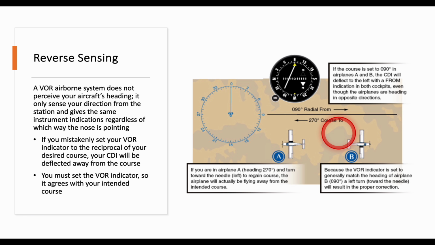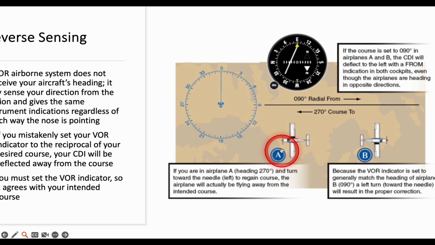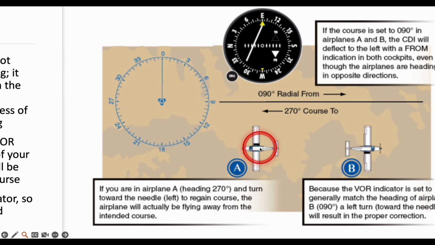There's something called reverse sensing, and this is not something that you intentionally do, but it can be an error that you get with a VOR. Anytime you fly opposite to what you've programmed the CDI, you're going to have reverse sensing. So if we look at airplane A as an example, this airplane looks like it's flying towards this station, or it's flying to the west, but it's programmed to have a from flag. So this plane is kind of doing the opposite of what they told it to do.